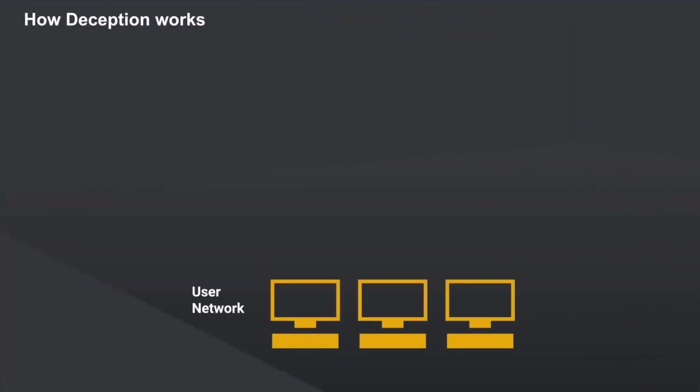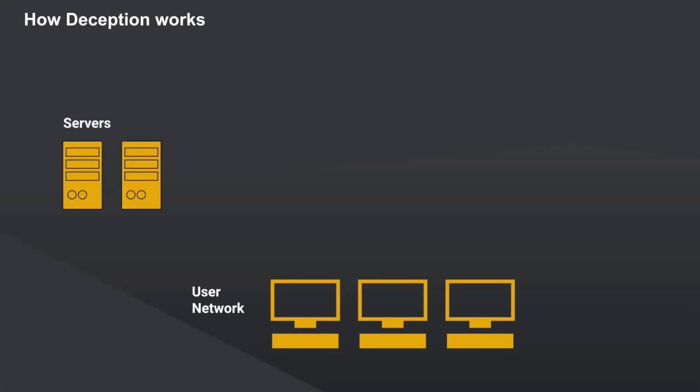Now, let's take a look at how deception works in practice. You've got all these systems in your environment. You have endpoints in your user network, you have servers in your data center and server zones, and you have your DMZ, which houses your internet facing infrastructure. With Zscaler Deception, you can plant decoys of these IT systems right alongside them.